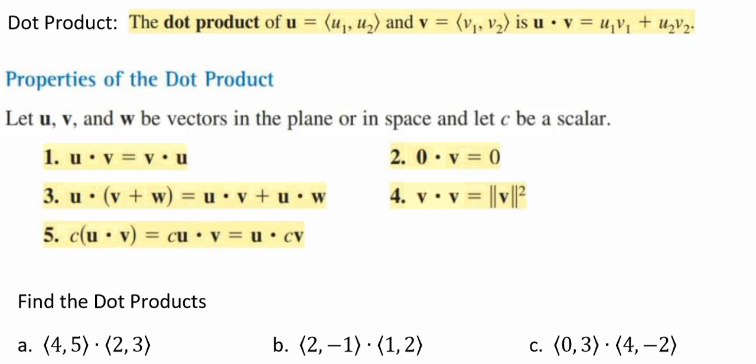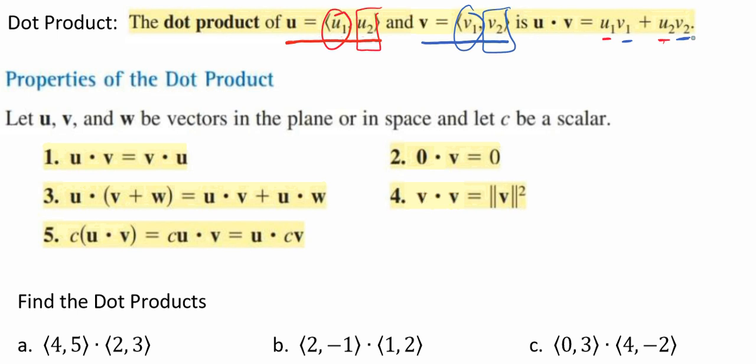So when we're multiplying, let's say, a vector u, which has components u1 and u2, with vector v, which has components v1 and v2, what we're going to do is take the u1 and multiply it by the v1, and then add that with our u2 times our v2. And that's going to produce our scalar.